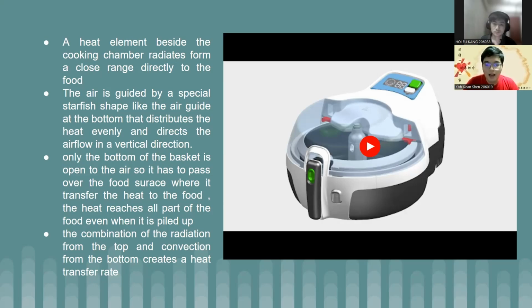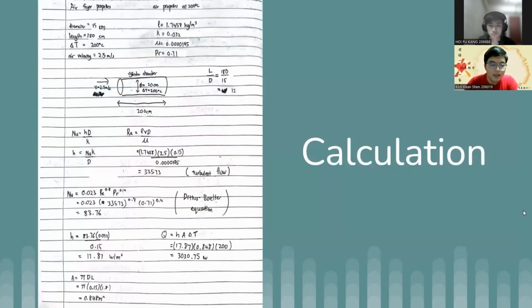The air fryer has exhaust features that take out a small amount of air to create a slight under-pressure, forcing the steam and smoke to leave the cooking chamber only through the exhaust, where it is filtered before it is released to the open air. So next is the calculation part.